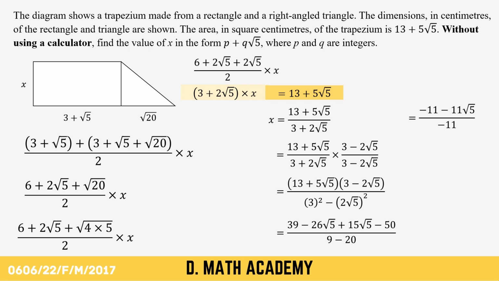So all of them have negative 11. So I extracted it and cancelled it off. I got my final answer as 1 plus square root 5. So my P here is the 1 and the Q is also 1 as well. It is the indivisible numbers in front of the square root 5 over there.